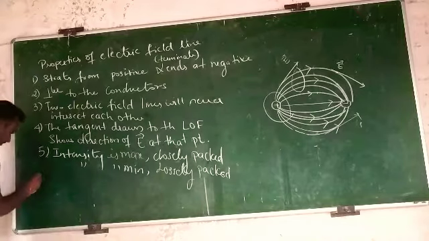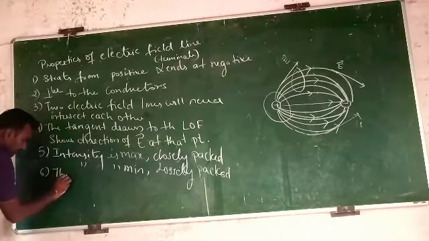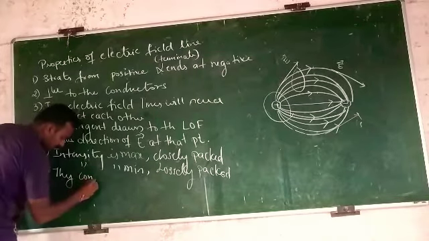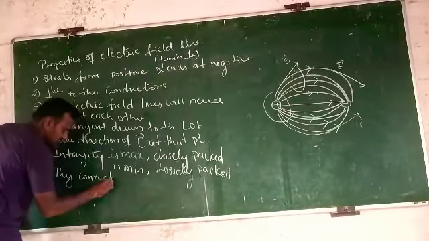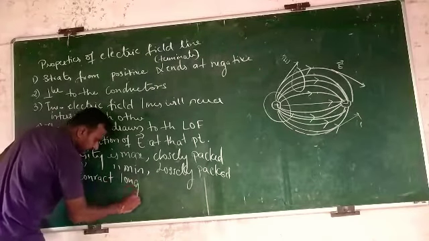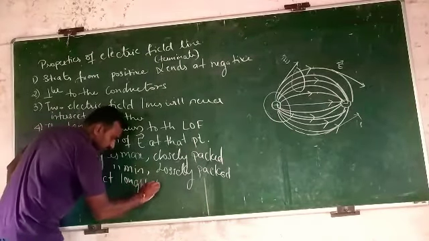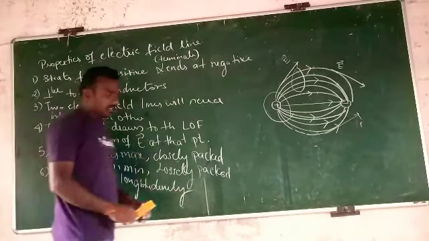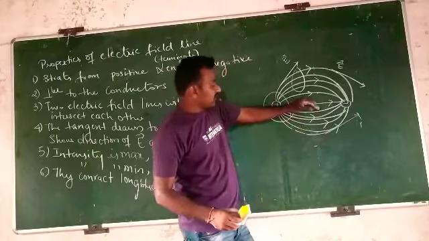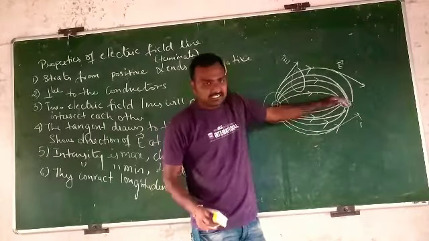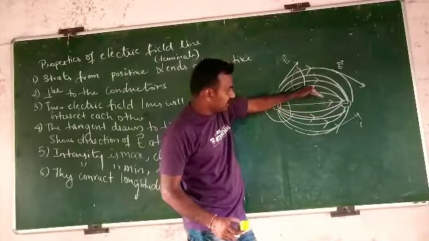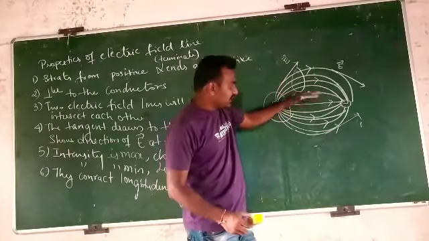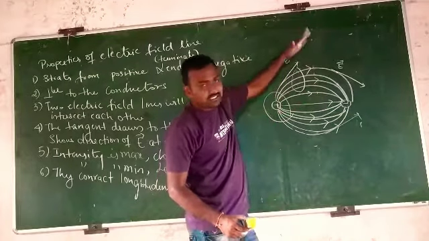Next, they contract longitudinally. Okay, look at this. How do they contract? Here is the positive charge and here is the negative. They contract longitudinally. You can see this image. How are they contracting? They are contracting longitudinally.